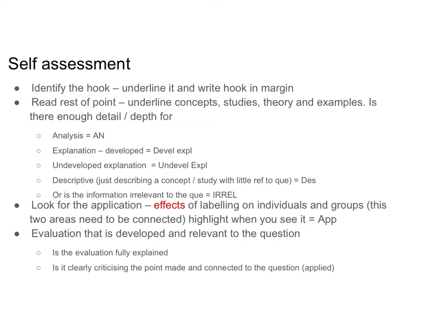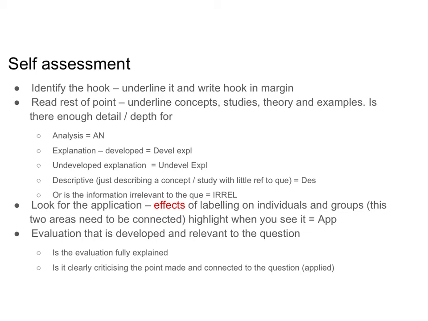So first thing, identify the hook, underline the hook, and then write hook in the margin. It will ideally appear in your very first sentence. You then need to read the rest of the point, and I think you need to read the whole of the point before you can decide whether it's analytical or not. So read the rest of the point, and as you read it, underline the concepts and then do a little C above it. Underline the studies, do a little ST above them. If there's any mention of theory, underline it and write TH above it, so that's theoretical perspectives.